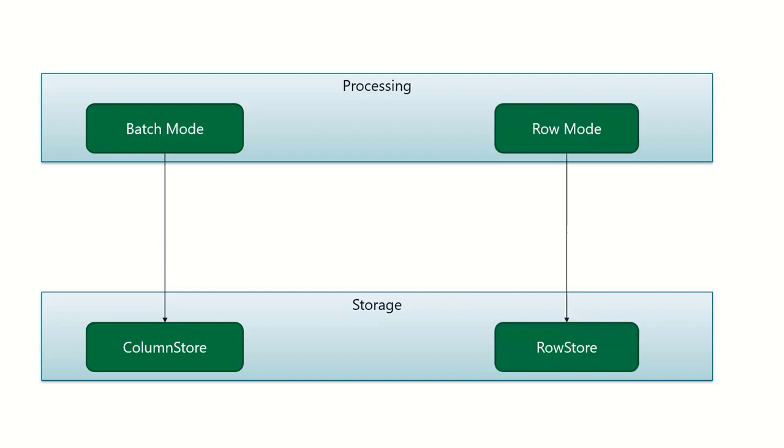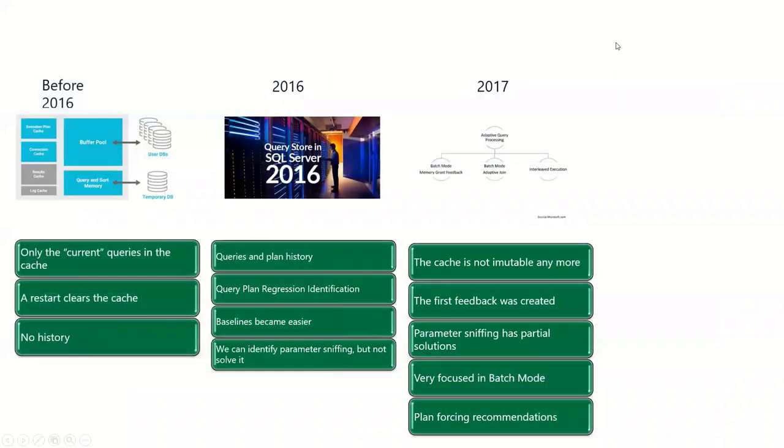The row mode is the processing that we have over our regular storage, which is called row store. What is row store? It is the regular storage that most of you may know, using clustered index and non-clustered index. The clustered index establishes the usage of row store, so that table is using row store. In 2017, the new features created in SQL Server 2017 were focusing only on batch mode. They were not prepared for row mode and row store. This was a problem for SQL Server 2017 at that date.